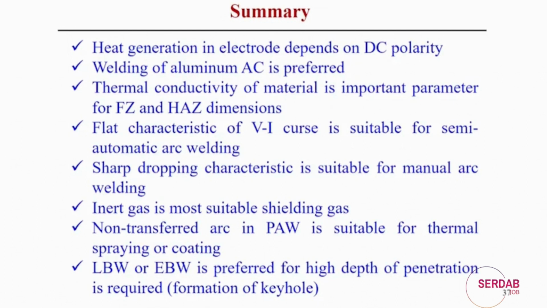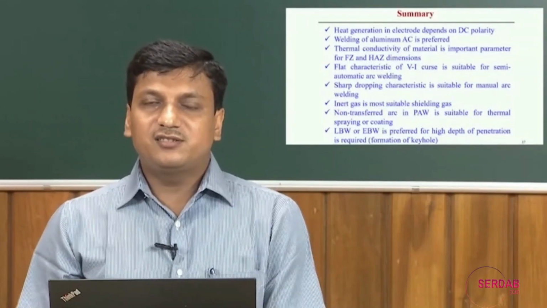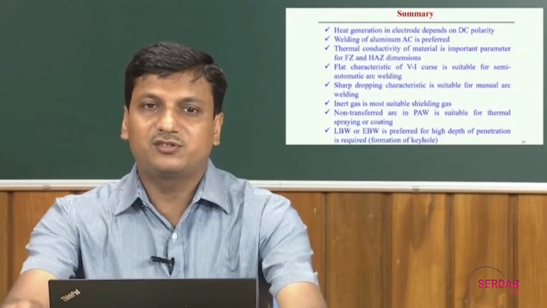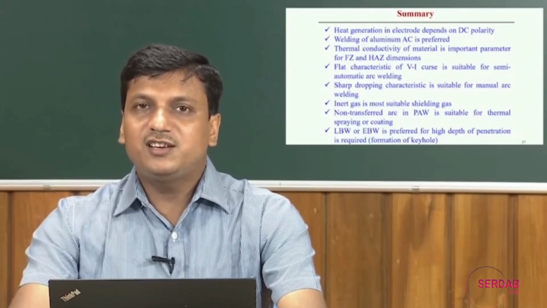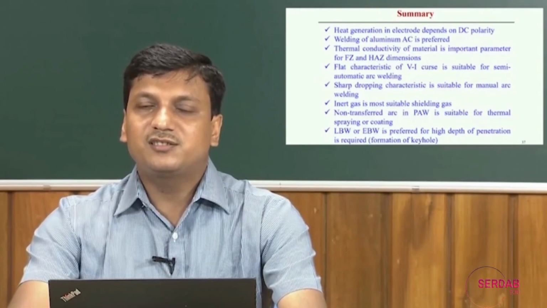Now, when we discuss the type or nature of the power source required for different welding processes, in general we can say the flat characteristic of the voltage and current curve is suitable for semi automatic arc welding processes, but on the other hand the sharp drop characteristic type of power source is more suitable for manual arc welding processes. If we look into the nature of the shielding gas, inert gas is the most preferable choice for shielding.